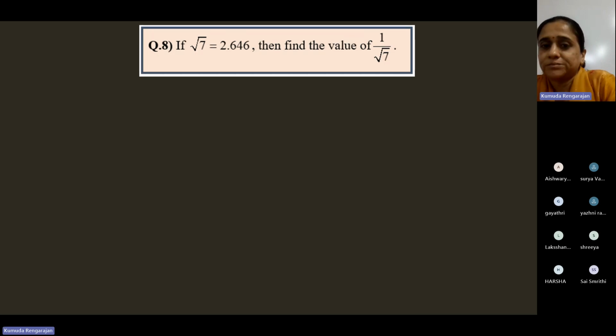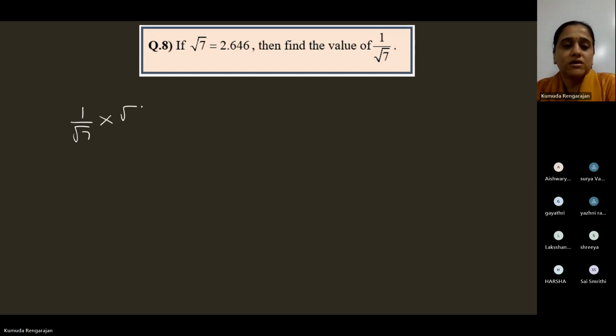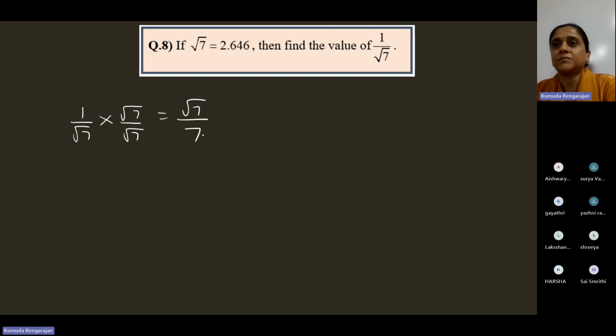Finished? So in order to find the value of 1 by root 7, the denominator is irrational. So you'll have to rationalize the denominator. Multiply and divide by root 7. So we have root 7 by 7. Now we use the value 2.646 by 7.